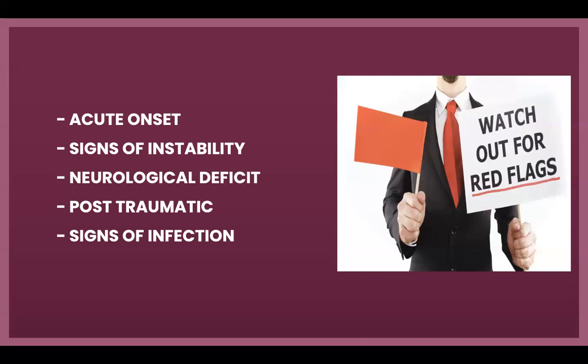Also, signs of infection. If the patient has high CRP, high temperature, tachycardia, or tachypnea, and the patient is flushed or has a toxic look, this patient, if he has diplopia, should be considered to have a serious infection like meningitis or encephalitis.